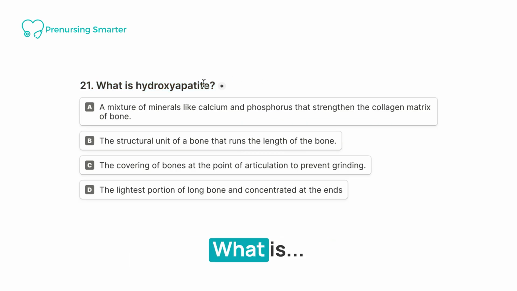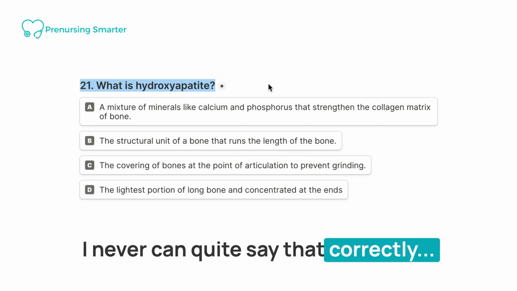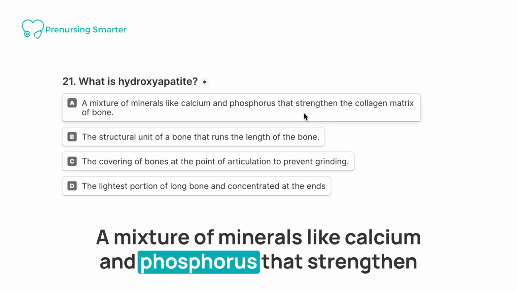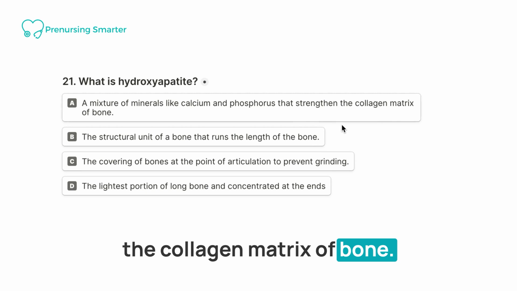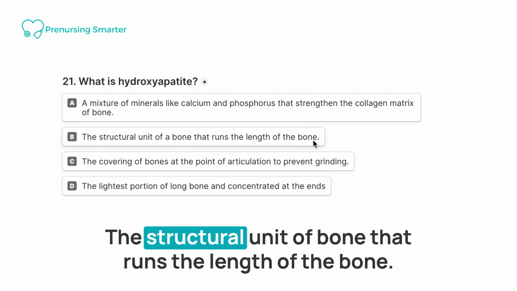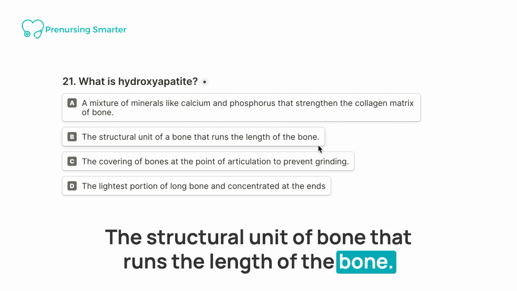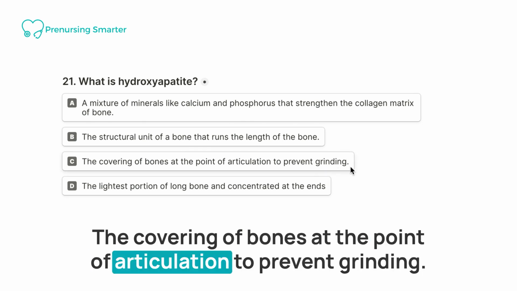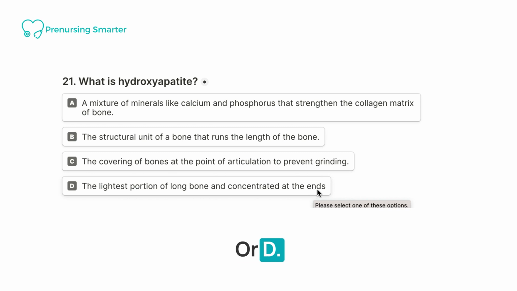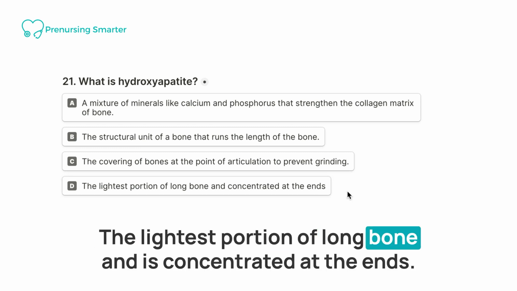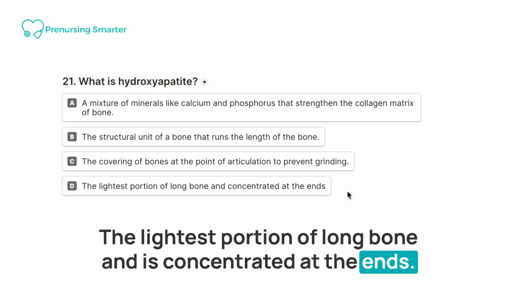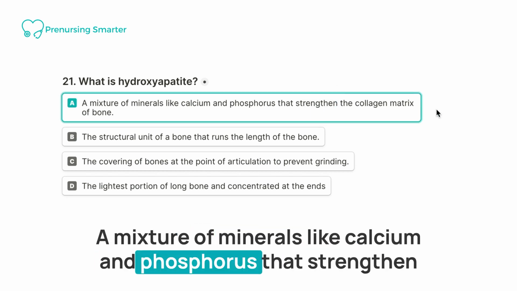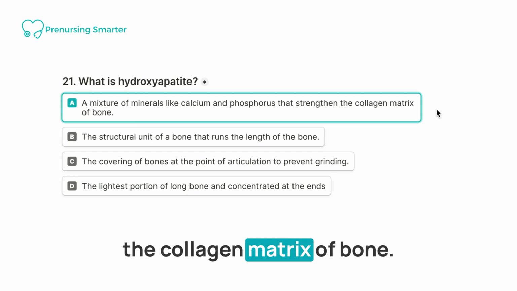Question 21. What is, I never can quite say that correctly, hydroxyapatite? A, a mixture of minerals like calcium and phosphorus that strengthen the collagen matrix of bone. B, the structural unit of bone that runs the length of the bone. C, the covering of bones at the point of articulation to prevent grinding, or D, the lightest portion of long bone and is concentrated at the ends. It is A, a mixture of minerals like calcium and phosphorus that strengthen the collagen matrix of bone.